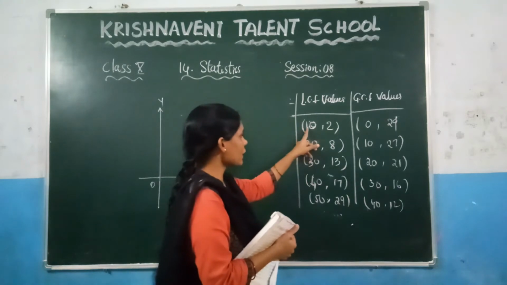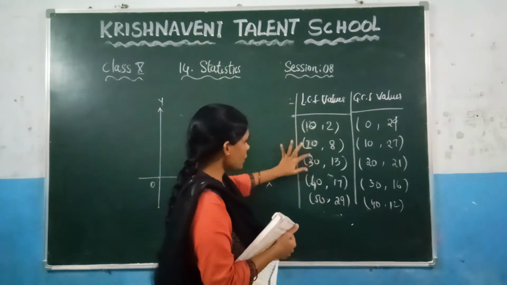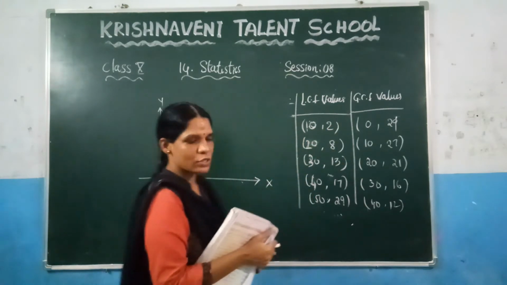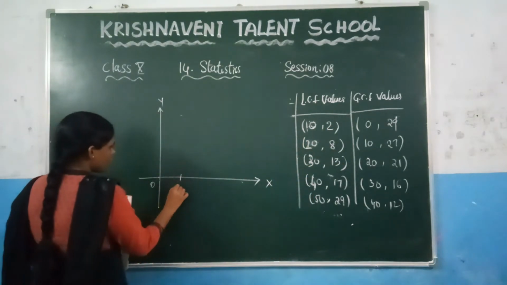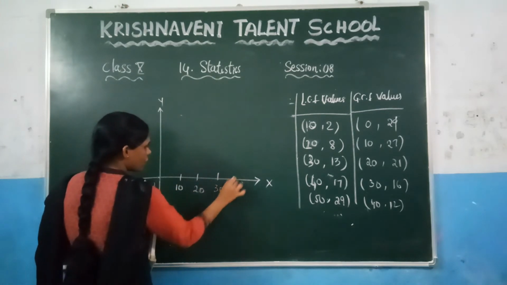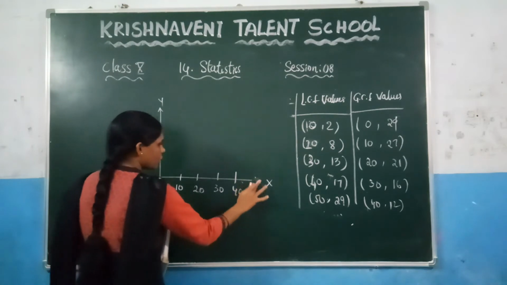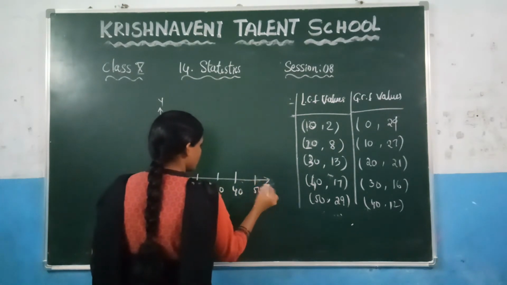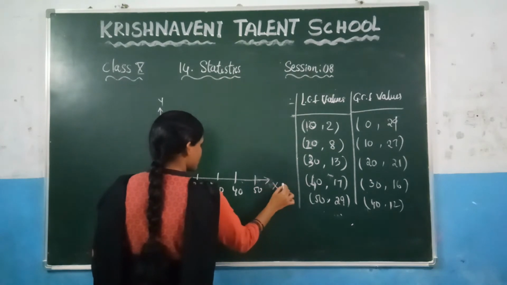So here what are the x-axis points? 10, 20, 30, 40 and 50. So here also 0, 10, 20. So you can take here each unit as 10 centimeters: 10, 20, 30, 40 and 50. Right? This is the x-axis.